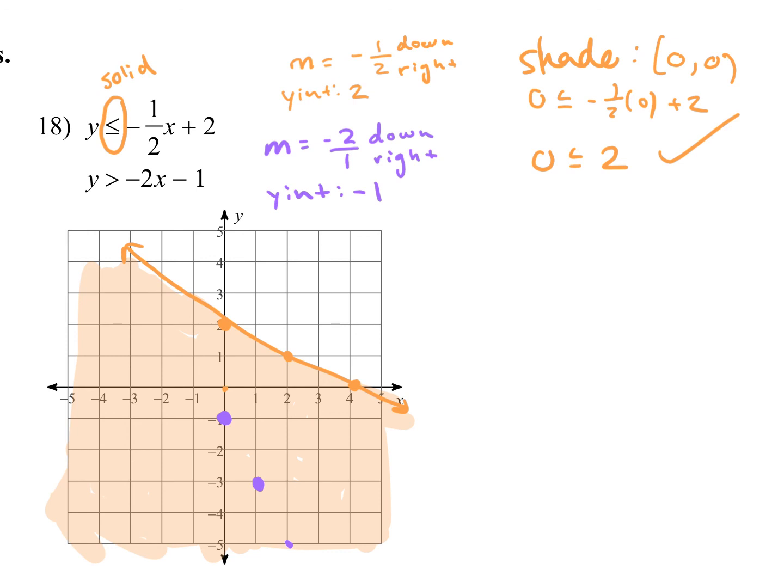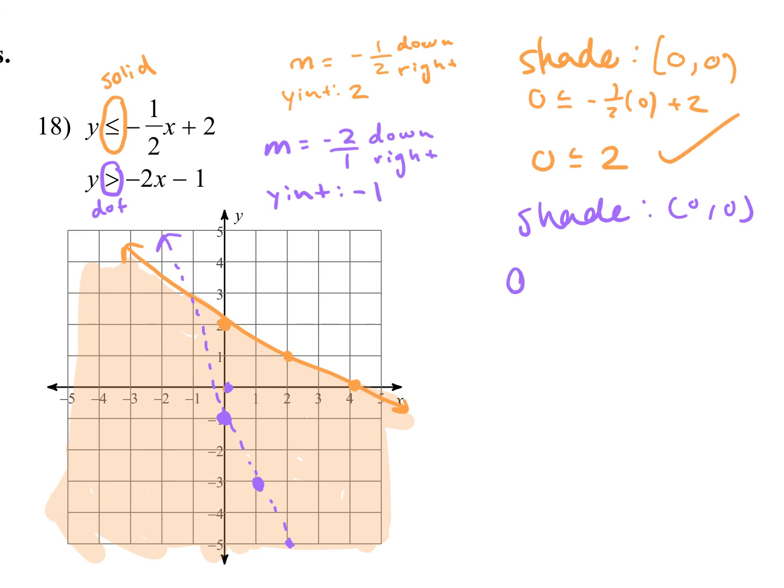Do I connect these with a solid line or dotted line? Dotted line, since it's just greater than. So this is a dotted line here. And then what's last? Shade. What point should I plug in to see where I shade? 0, 0. 0, 0 is to the right of that line.